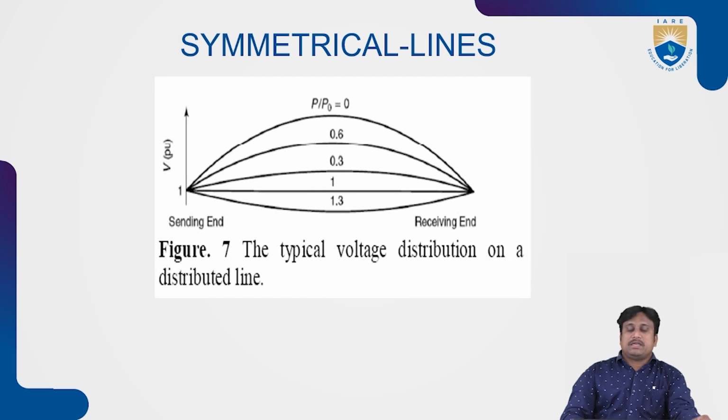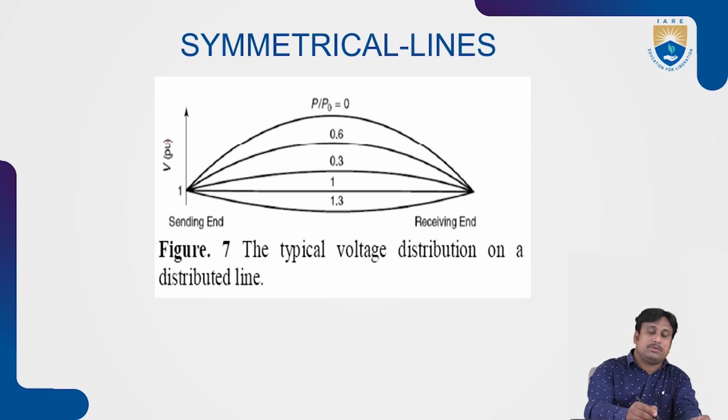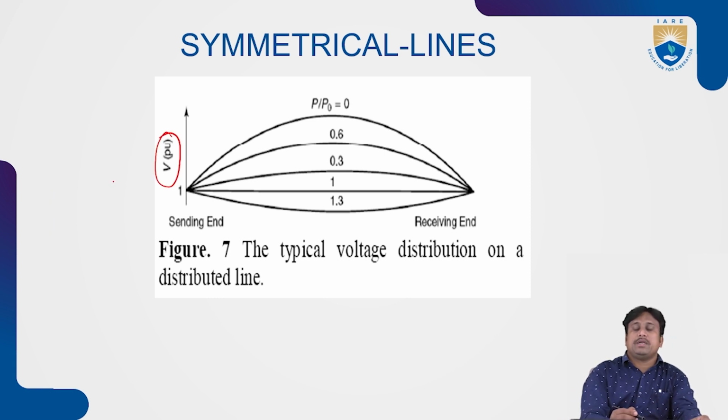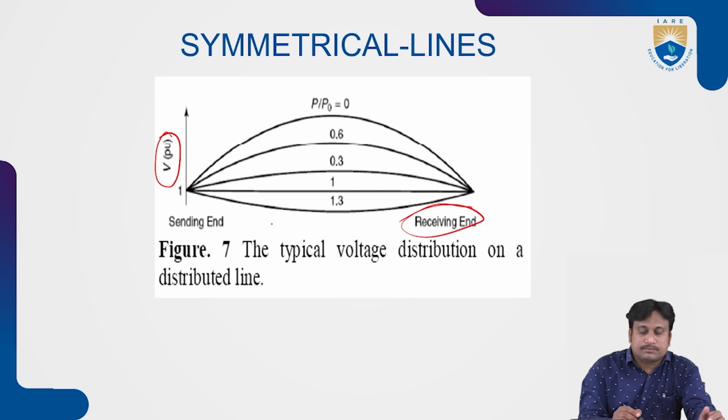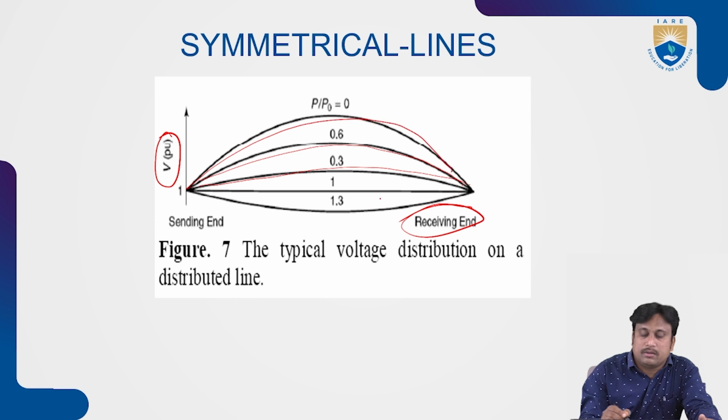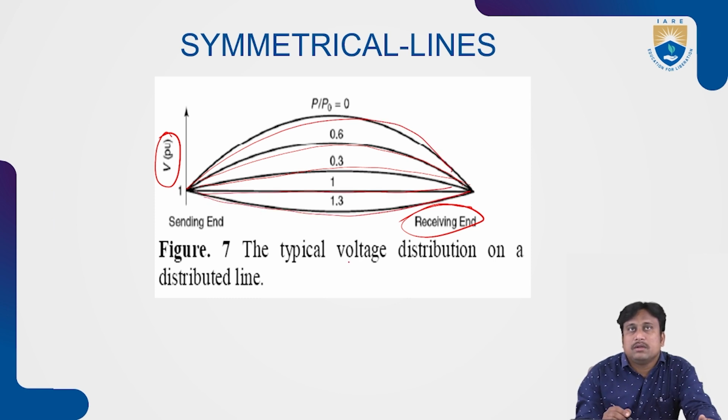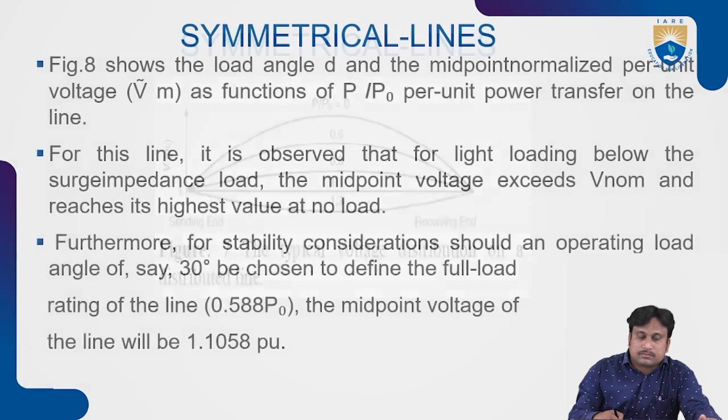So this will represent a typical voltage distribution on the particular distributed line. With respect to the voltage in per unit, the receiving end voltage becomes 1 to 0.3, 0.6 P by P naught, and this will be 1 case and this will be 1.3 case. Like that, the sending end voltage and receiving end voltage of the distribution will follow.